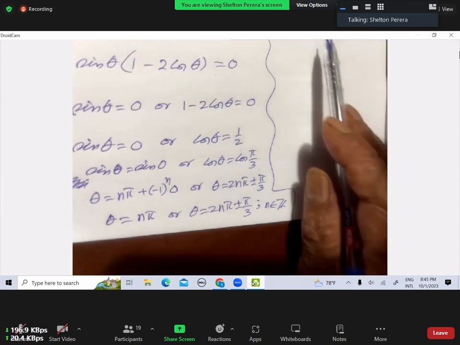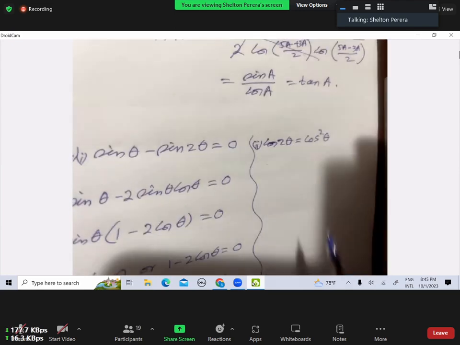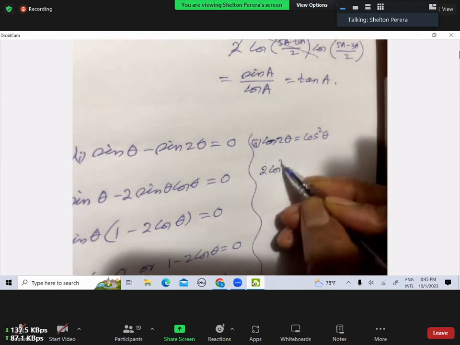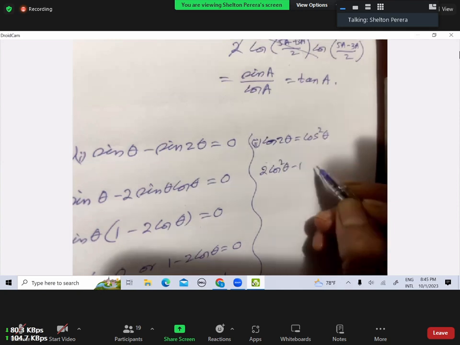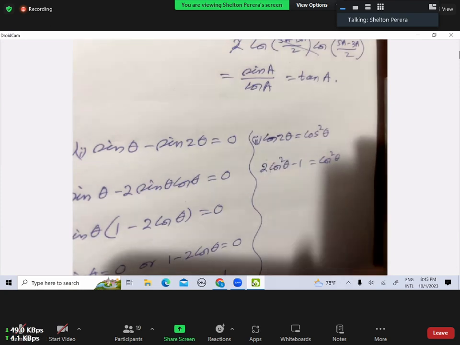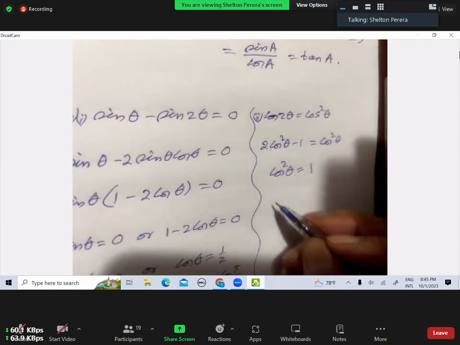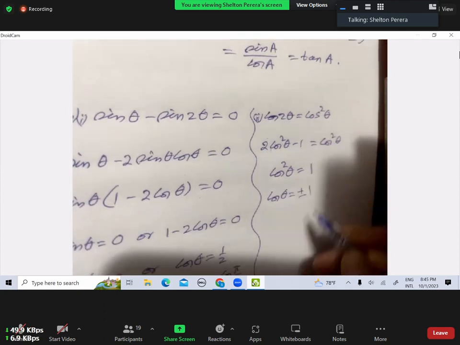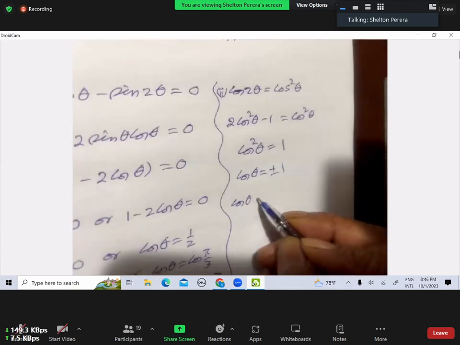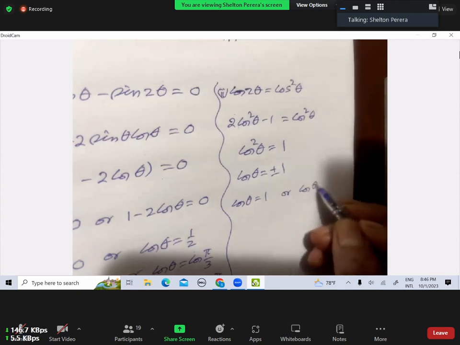Last one here, cos 2 theta equals cos squared theta. Cos 2 theta formula is 2 cos squared theta minus 1. Take this to this side and throw 1 to the other side. So cos squared theta equals 1. Therefore, cos theta equals plus or minus 1. So two equations to be written down: cos theta equals plus 1 or cos theta equals minus 1.